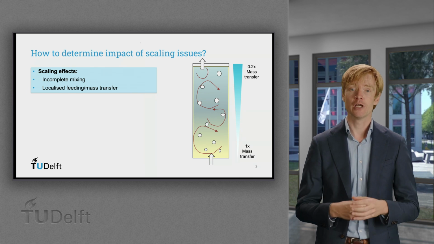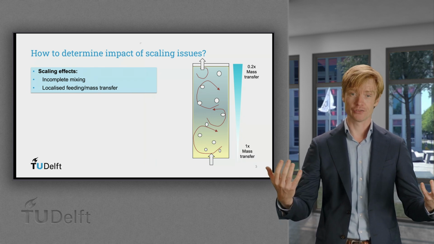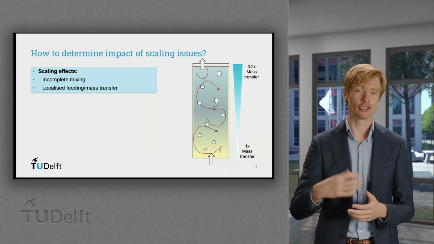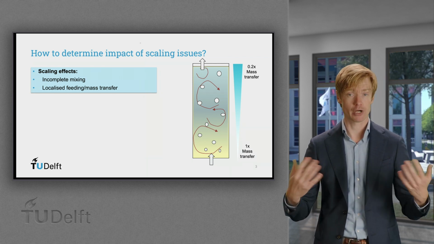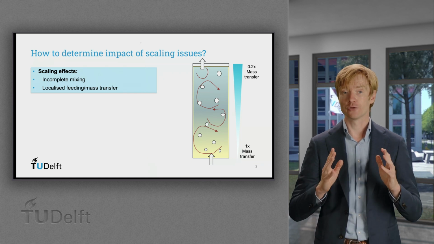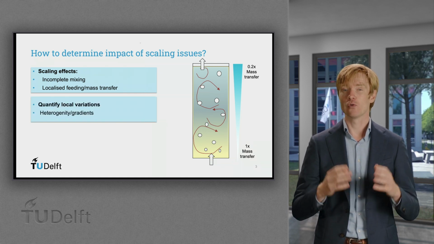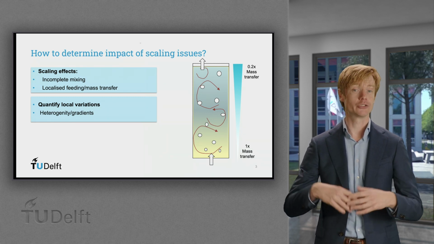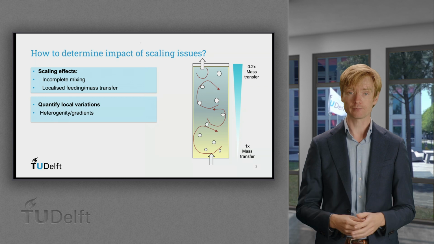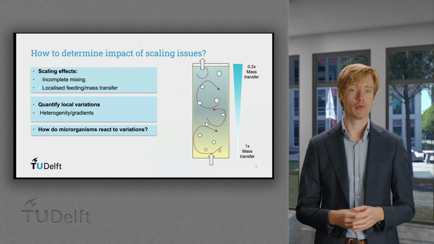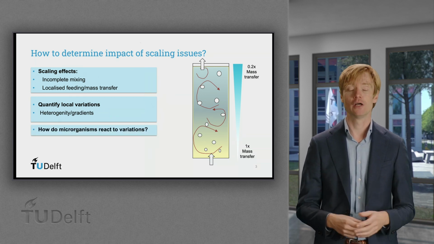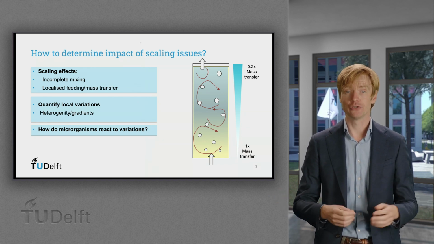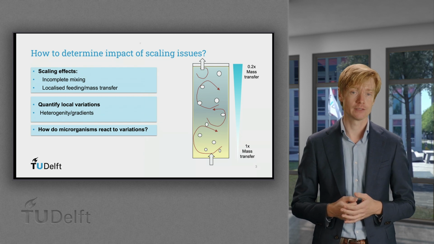feeding and mass transfer, may become more serious at larger scales. So how do we determine where the optimum lies, and how this is influenced by geometry, by operating conditions, and by our microbial strain? For that, we first need to quantify what kind of local variations exist in our reactor, also called heterogeneity or gradients. Next, we need to know how microbes react to these variations. After all, there may be heterogeneity, but there's no scaling issue if the microbes are insensitive to it.